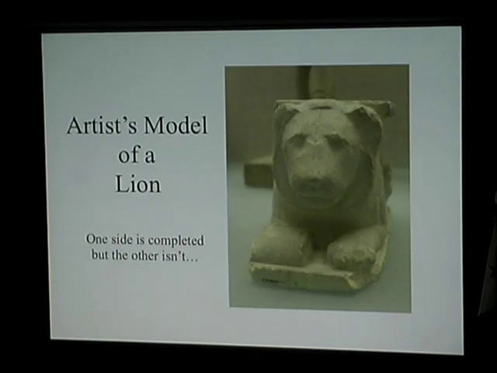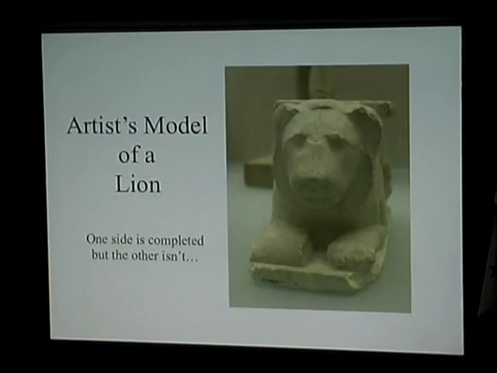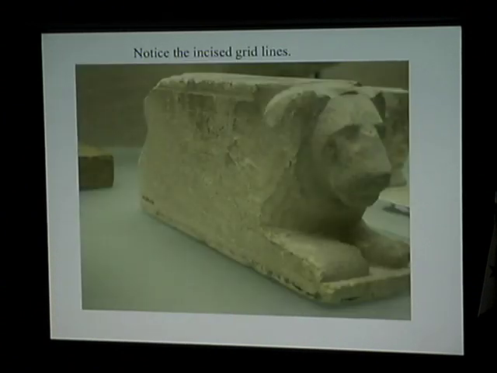So, for example, we see here an artist's model of a lion, which is in the Met Museum in New York that Walter recently visited. Notice that one side is completed and one side isn't. Look at the paws. You see, this was an artist's model. They showed you how it all should be made. In fact, you can see this grid on the side incised into the limestone, and there are a few lines that you might be able to notice here for the carving. So they used this grid for proportioning.